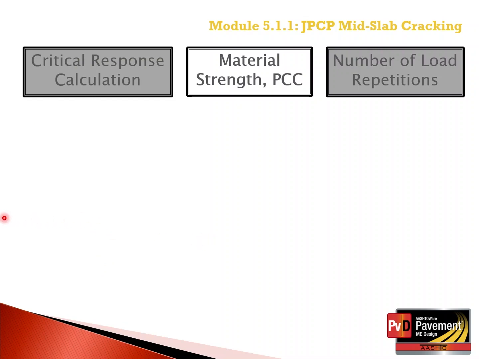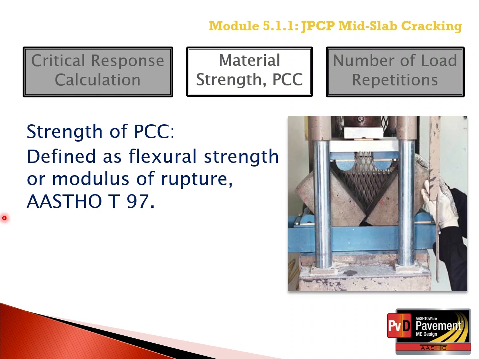Now let's identify the material strength of the PCC layer used in the stress mechanism for predicting fatigue cracking of jointed plain concrete pavements. Very simply, AASHTO T97 is used to measure the flexural strength or modulus of rupture of the Portland cement concrete mixture and layer. Remember the different input levels for the PCC strength as a review from Module 4.